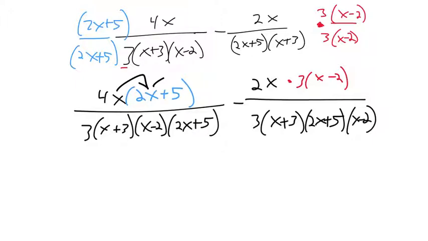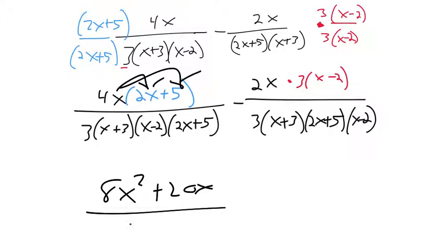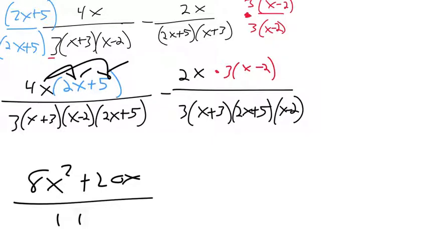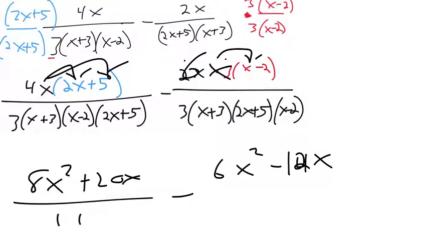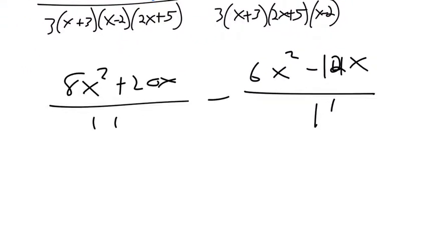Before we finish up making our common denominators, we can recognize that this is 8x squared plus 20x when you multiply that out. I'm not going to write that common denominator again. And then this one over here, the 2 times the 3 makes 6. And then when you distribute 6x to everything inside that parentheses, it gives you 6x squared minus 12x. Because 6x times x makes 6x squared, and then 6x times that negative 2 makes negative 12x. Again, I'm putting quotes because that common denominator is a lot to write.